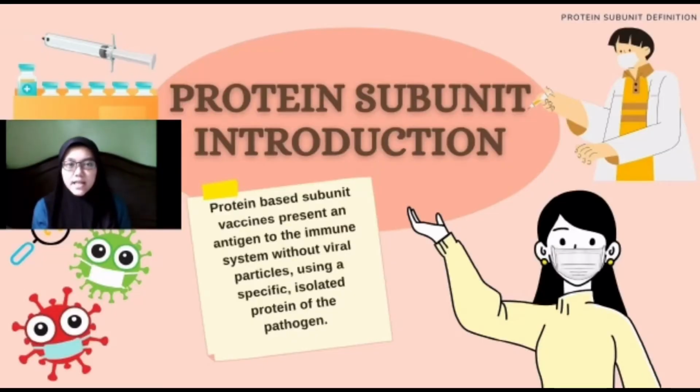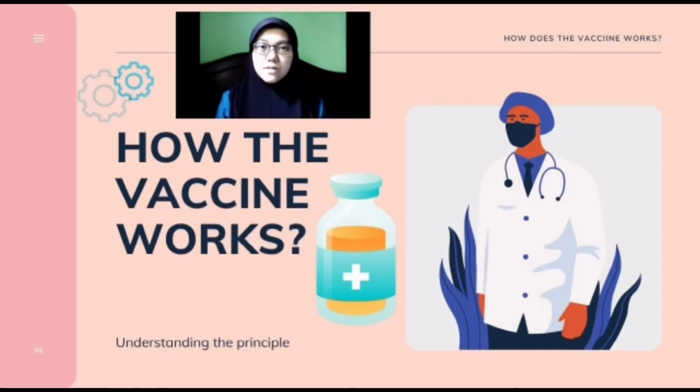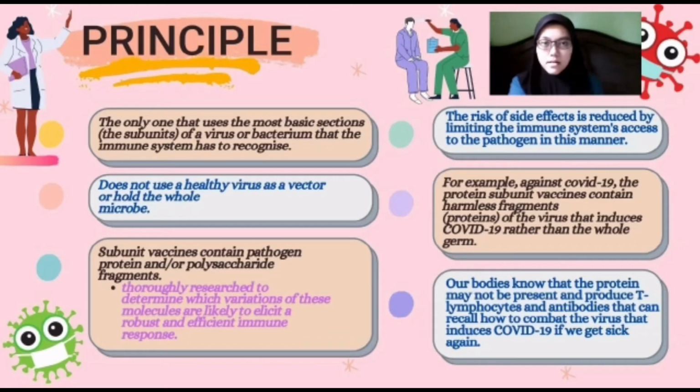Protein-based subunit vaccines present an antigen to the immune system without viral particles, using a specific isolated protein of the pathogen. And now, how does the vaccine work? It uses only the most basic sections, the subunit of a virus or bacterium that the immune system has to recognize. It does not use a healthy virus as a vector or hold the whole microbe.